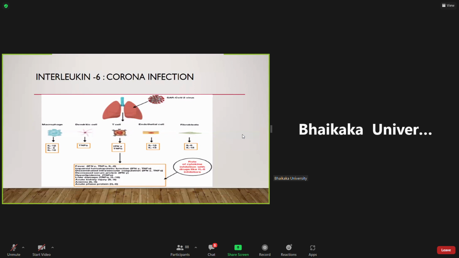So which of these are responsible for which symptom? Fever is because of your IL-6, TNF alpha. They've forgotten to mention IL-1. IL-1 is majorly responsible for the pyrogenic response, but your interferon gamma, TNF alpha, and IL-6 are equally responsible.